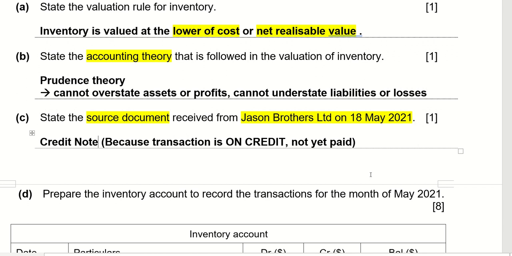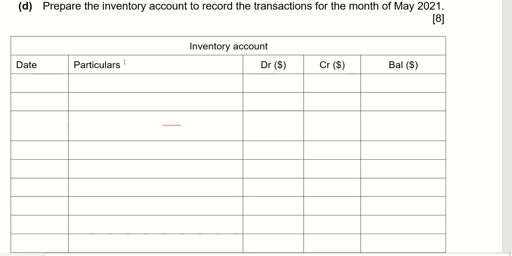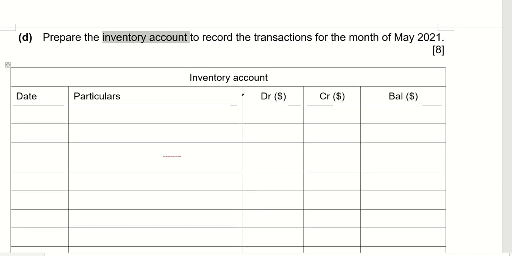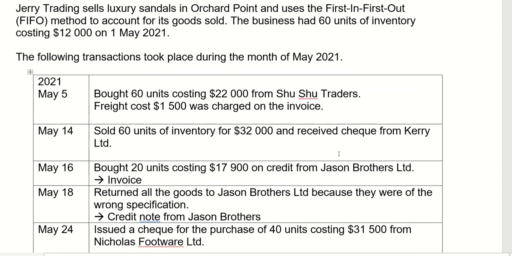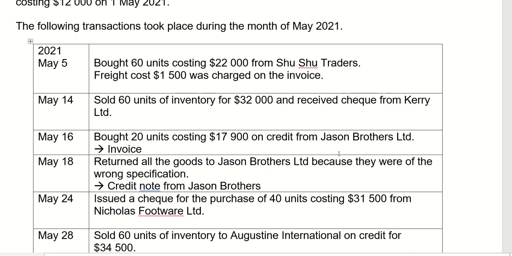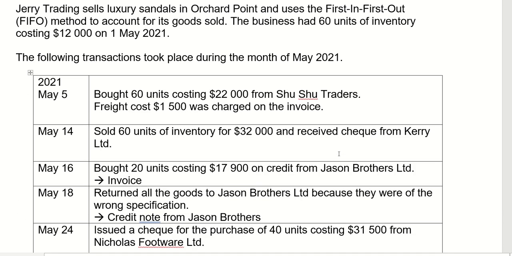Right? So what are we asked to do next? We are asked to prepare the inventory account to record all the transactions in May 2021. Let's take a look. Well, actually, there are a lot of transactions, right? So we're going to break down these transactions and record them one at a time.